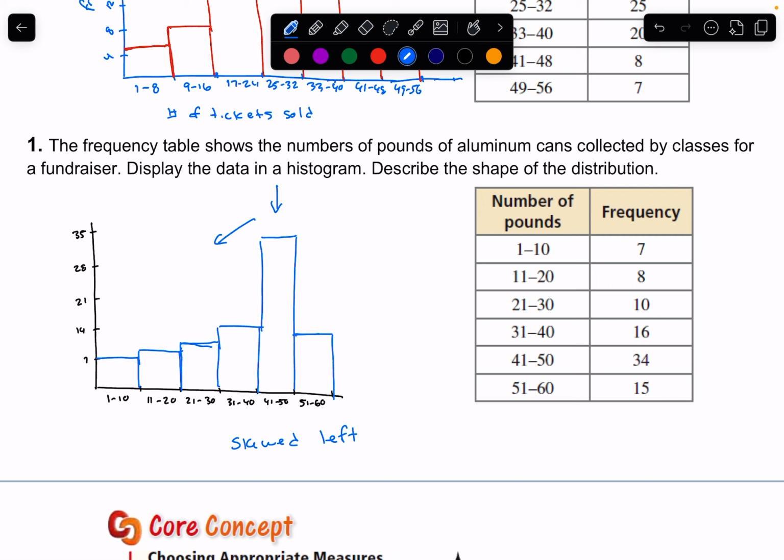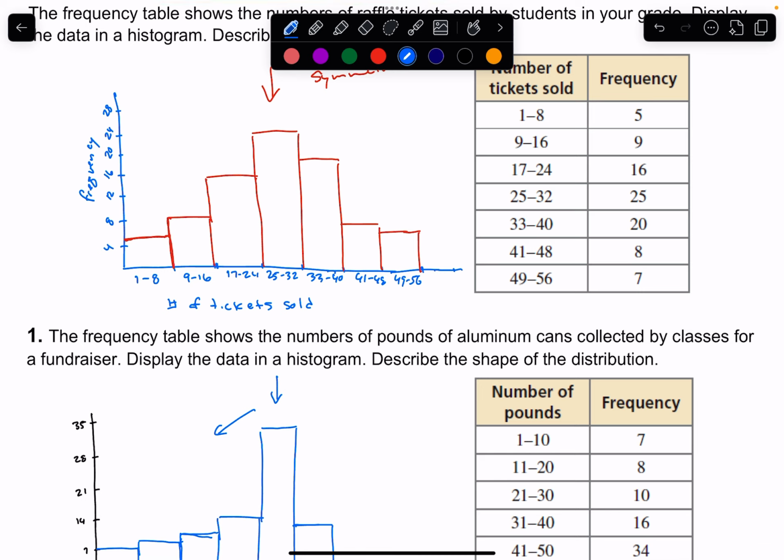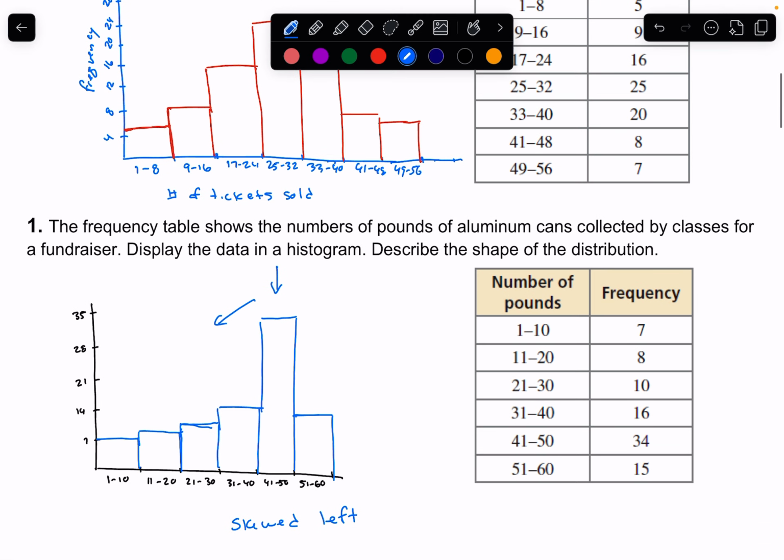Now, what that means is a lot of different things depending on the situation. It's not as normal as a symmetrical, right? You don't have that average right in the middle and then it kind of peters to the left and the right. This one, you've got this large group of people that did 41 through 50 pounds. And then you've got a bunch of classes that did smaller numbers than that. And so the average is going to get pulled by that one really tall data point.